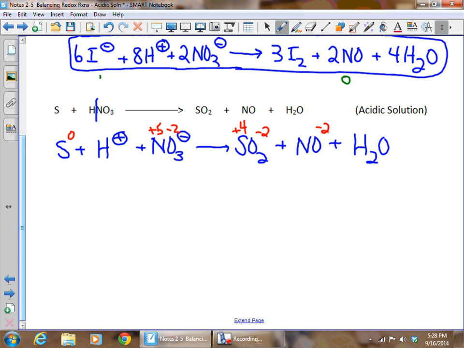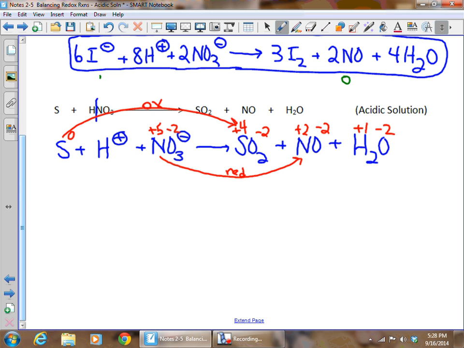We've seen this before too. Also, -2 for oxygen, +2 for nitrogen. And of course, our water is always +1 for hydrogen, -2 for oxygen. So oxidized and reduced, it looks like sulfur is being oxidized from 0 up to +4, and nitrogen is being reduced from +5 down to +2. We just saw that happen.